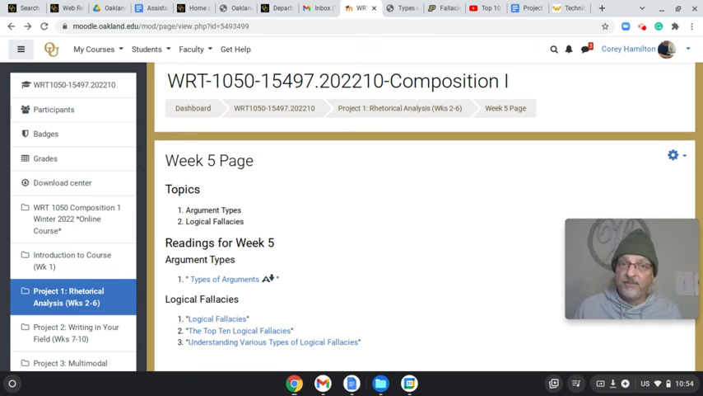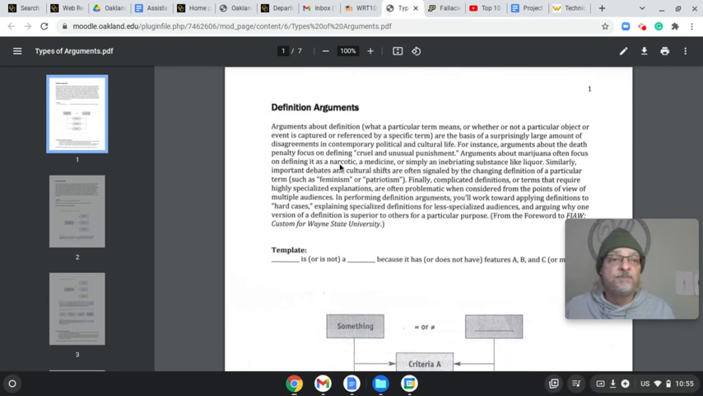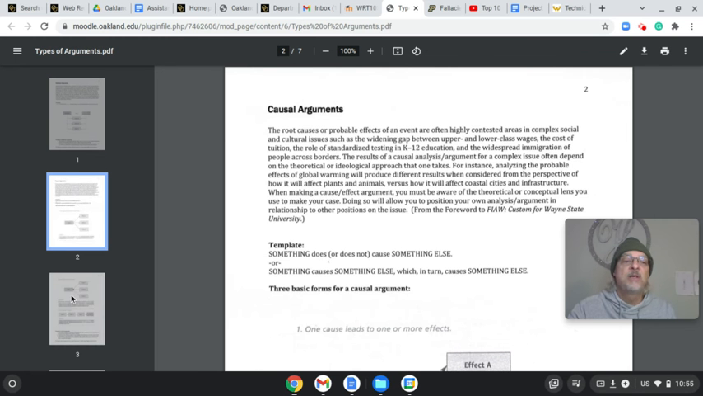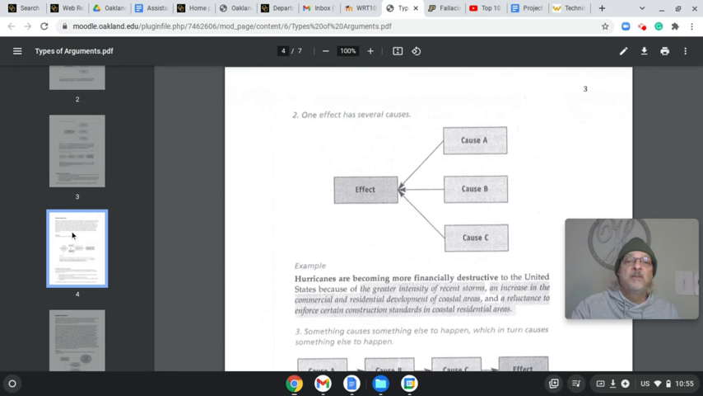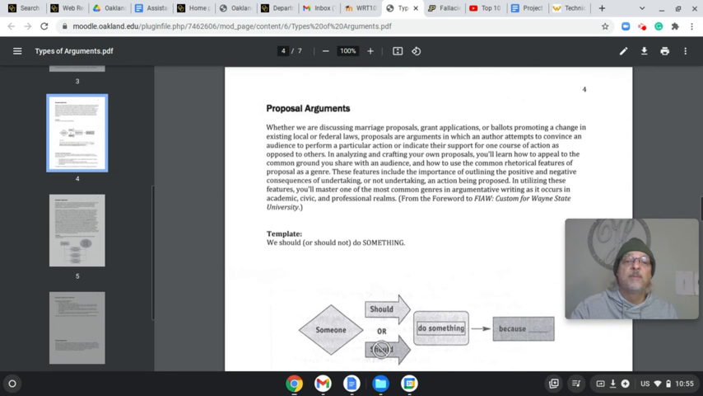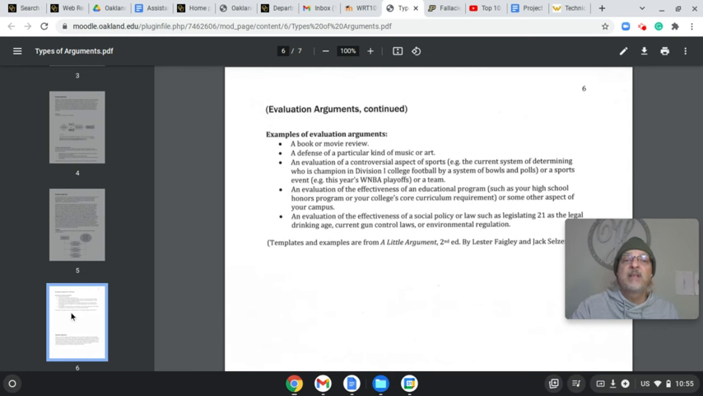So I'm going to give you this week an opportunity to learn a little bit about those argument types and those logical fallacies. I have a handout, types of arguments. Hopefully it comes up as a PDF for you as it does for me. There are, I think, 6. We've got definition arguments, causal, as one thing has caused something else. We also have proposal arguments. Does the author seem to be proposing something to cause something else to happen?